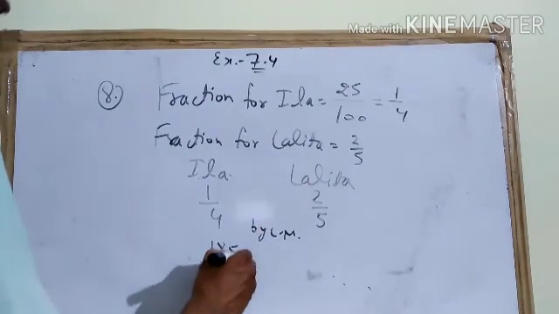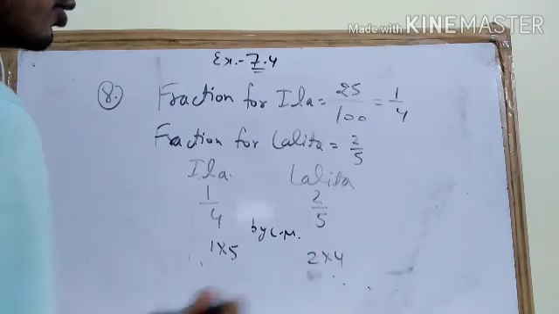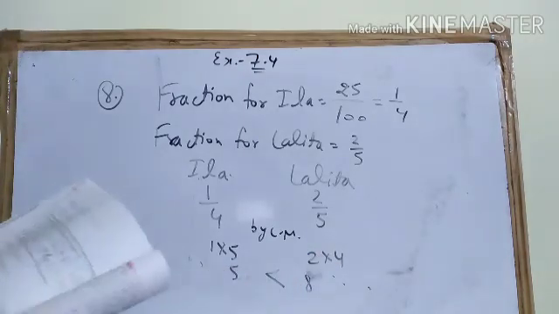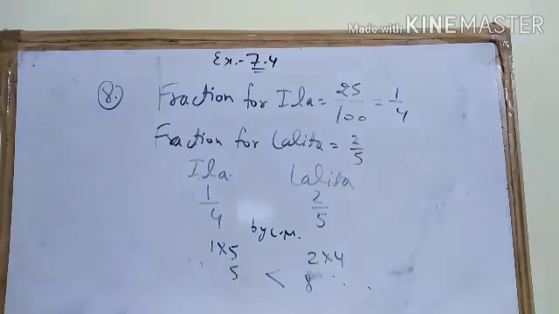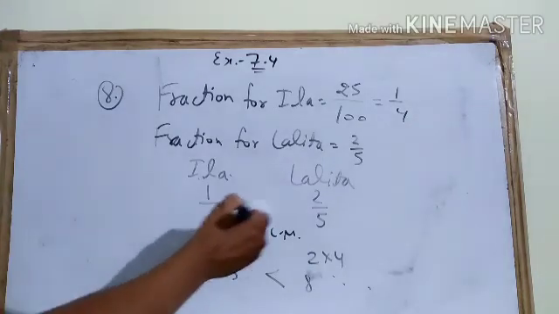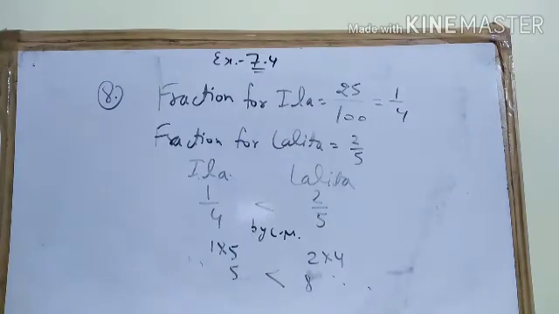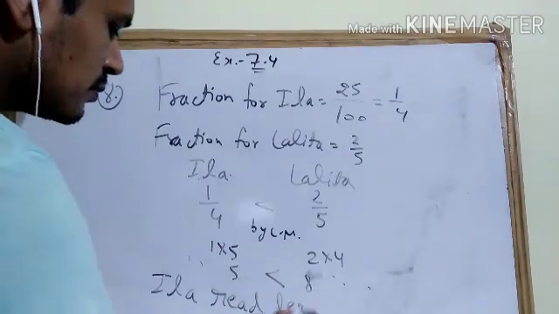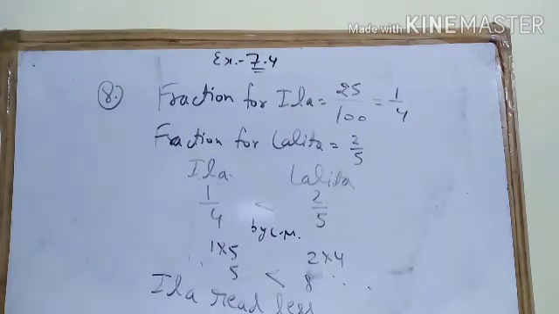1 into 5 and 2 into 4, 5 and 8. 8 is big, so they are asking who read less, and because 1 by 4 is less, that's why we can say Ela read less. So this was your question number 8.